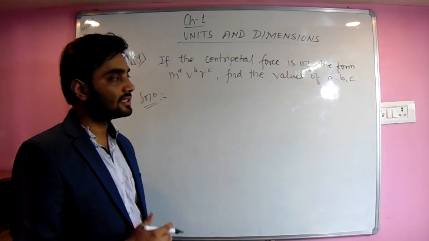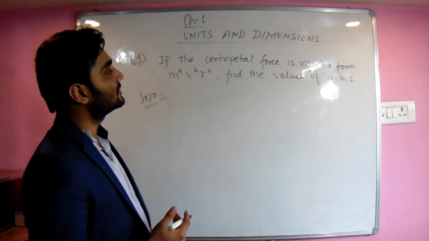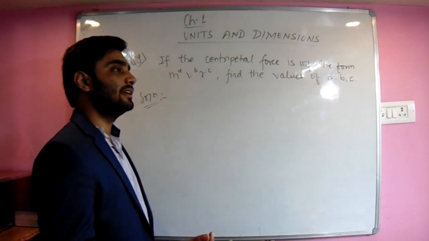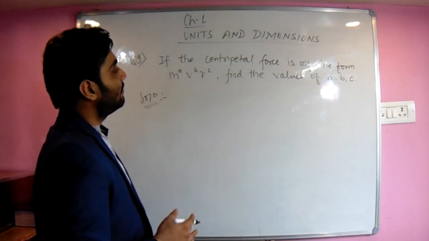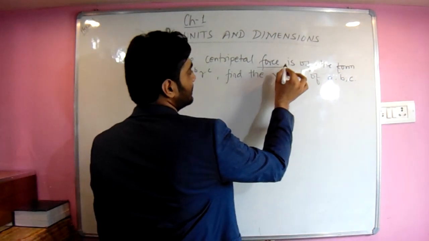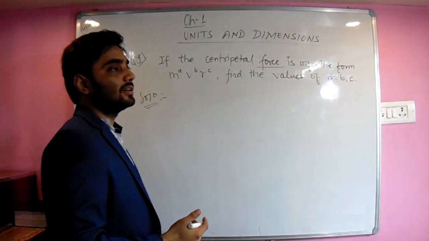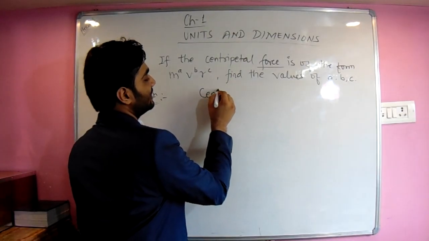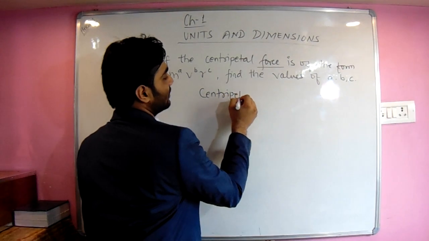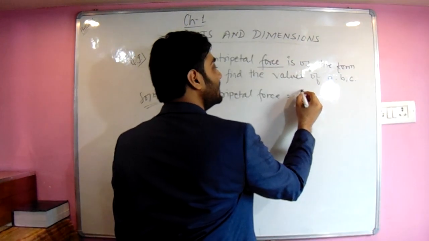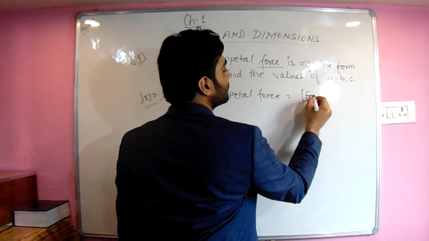What type of question is this? If the centripetal force is of the form M to the power A, V to the power B and R to the power C, find the values of A, B, C. So centripetal force has the dimension of what? Centripetal force has the dimension of force. Why? Centripetal is also a force towards the center. Dimensionally it is equal to force.